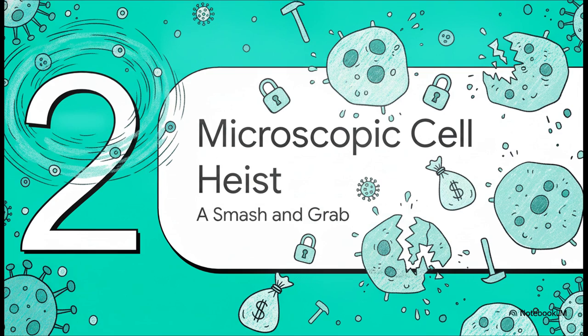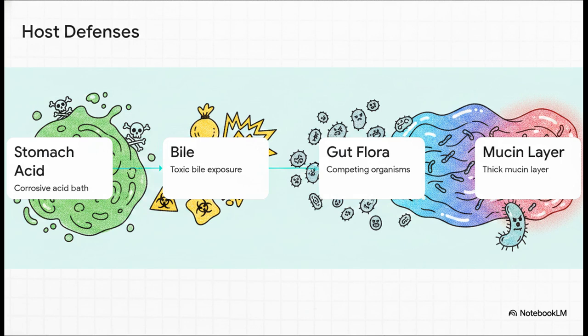Moving right along, Section 2, the microscopic cell heist, a smash and grab. Let's think of the standard non-typhoidal infection as a desperate smash and grab break-in operation. Just to reach the cells lining our bowel, the enterocytes, this bacteria has to survive a brutal biological obstacle course. It has to endure a bath in highly corrosive stomach acid, then toxic bile, fight off all the competing organisms already living in your gut, and then literally swim through a thick layer of intestinal mucin. The fact that it survives this massive gauntlet really shows just how insanely resilient this organism is.